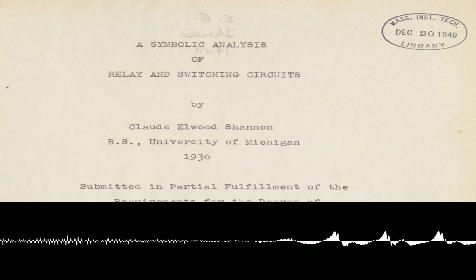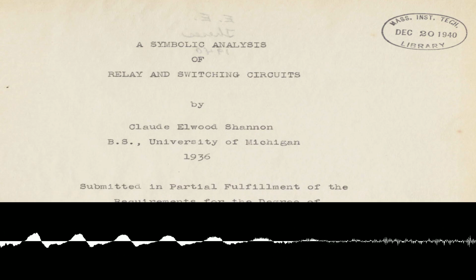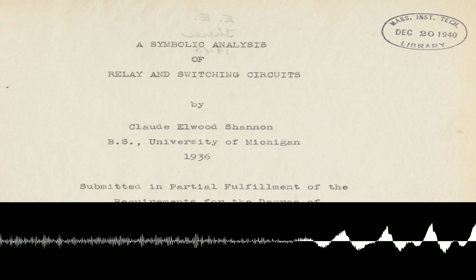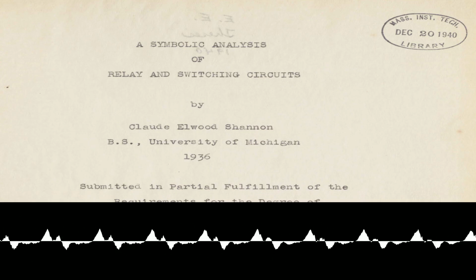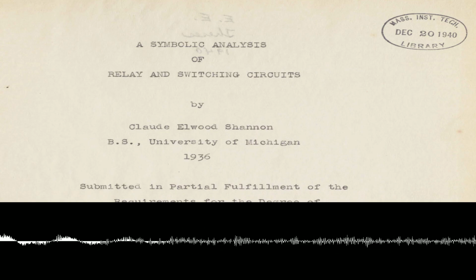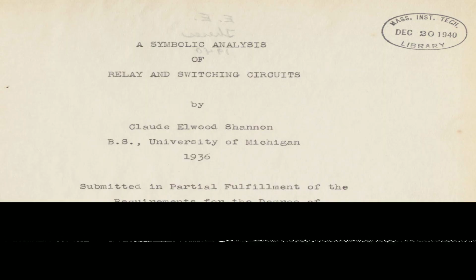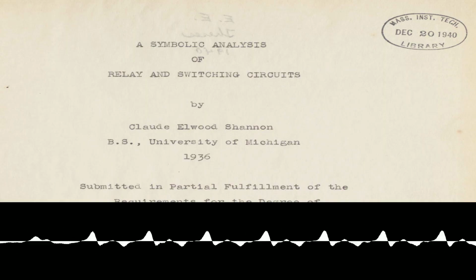Section 1: Introduction and Summary of the Symbolic Analysis. Shannon's introduction begins with highlighting the lack of a systematic approach to circuit design. The immediate significance of this observation is that it frames his contribution as a solution to a specific problem, rationalizing a domain previously governed by practical expertise.